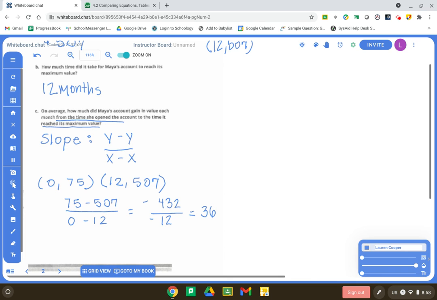But so what this means is she gained $36 each month. That's what the slope tells us, because it's money per month. So when we're doing our rise over run, we would rise 36 and run 1. So $36 each month. All right, so that is it for 4-2.